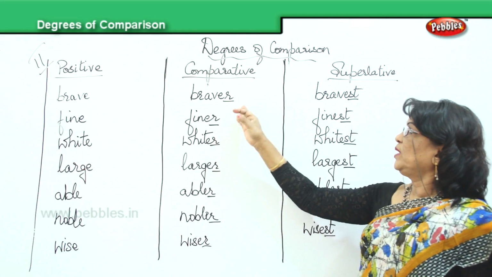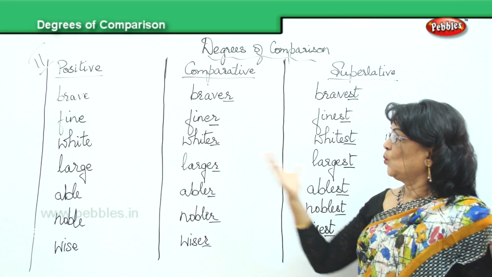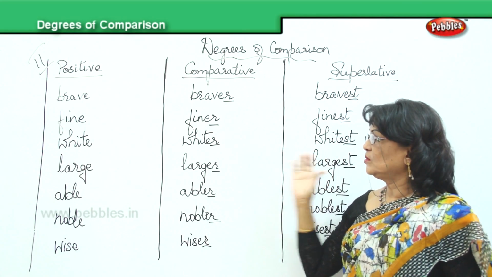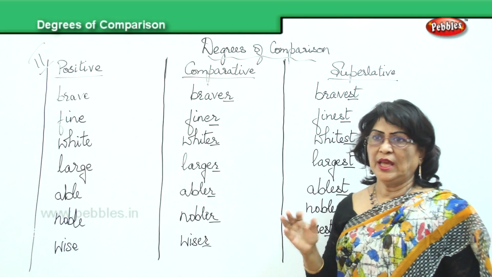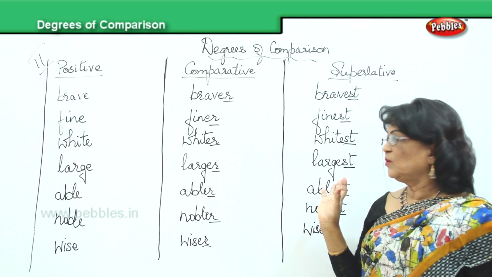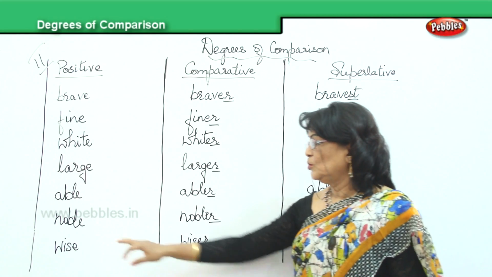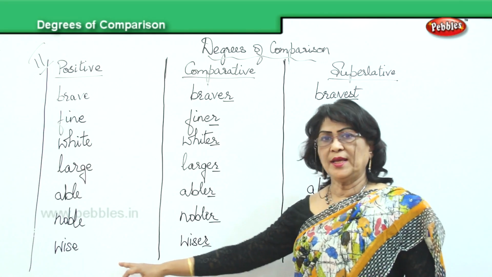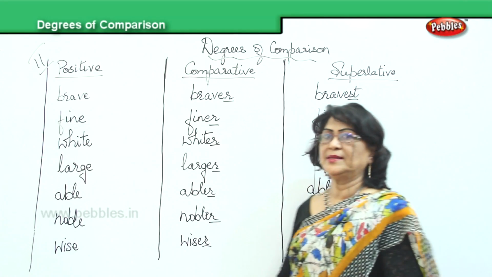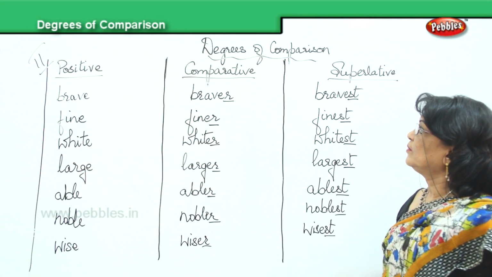So, we use brave, we use fine, finer, finest, white, whiter, whitest we use, large we use, but able we don't much use. Abler, ablest person we don't much use, but this is the rule. Noble, nobler, noblest, of course we use. Wise, wiser, and wisest. Okay, a quick run through, a recap of all that we have done.